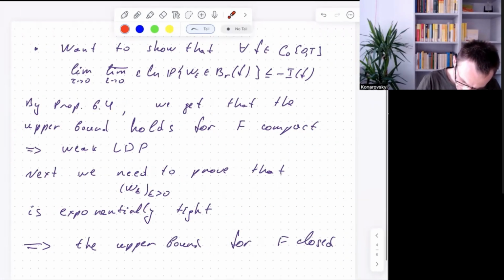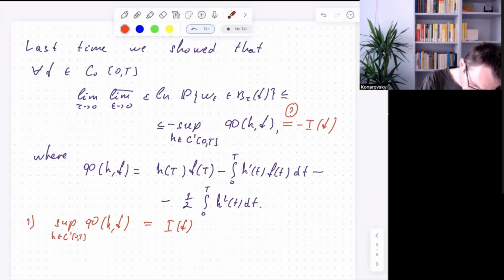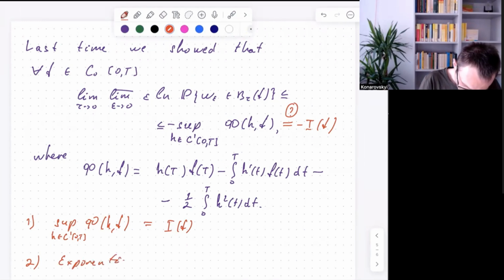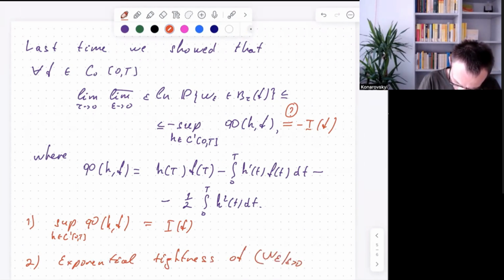And the second thing we want to show is the exponential tightness. Second, exponential tightness of the family W epsilon, as epsilon goes to 0, or epsilon positive.